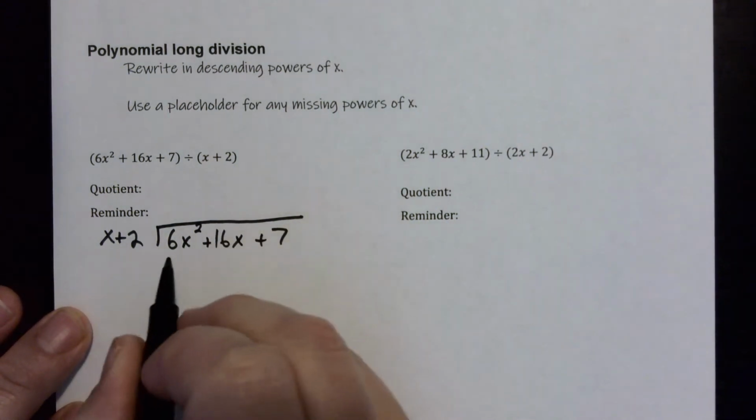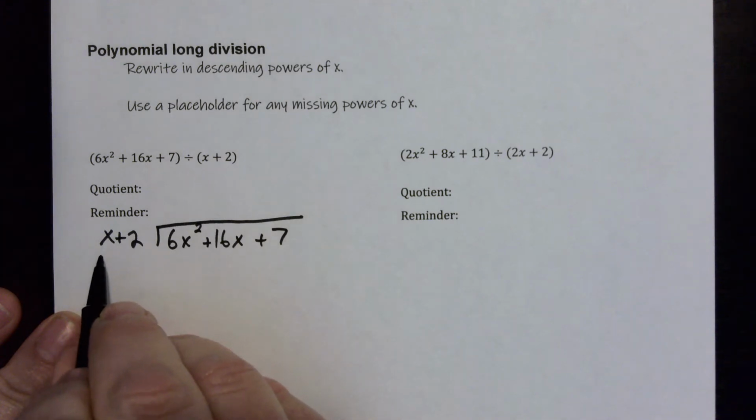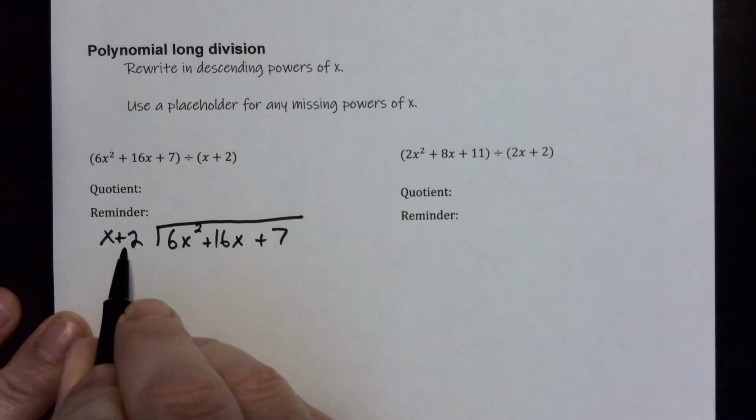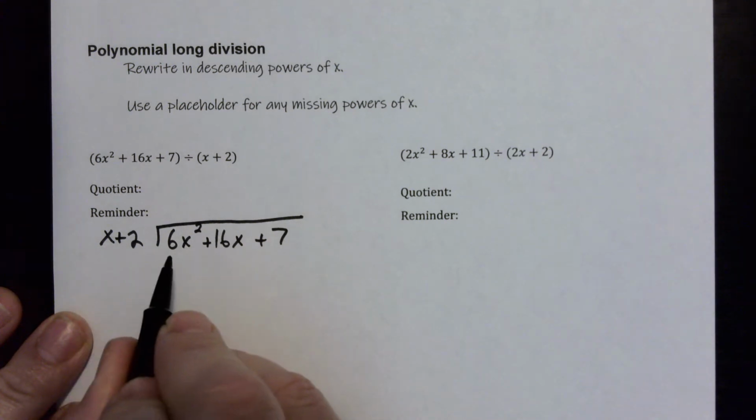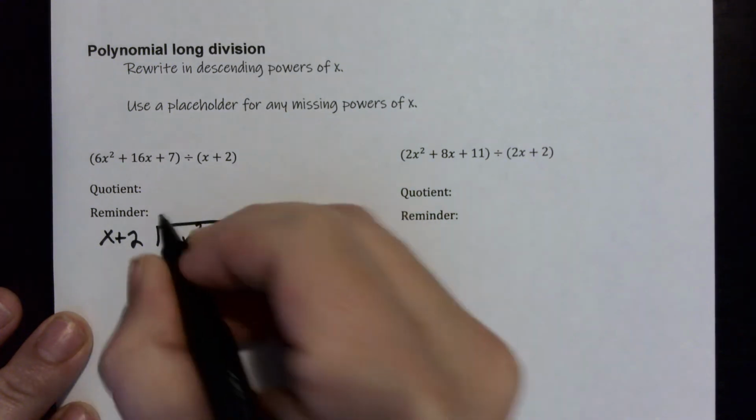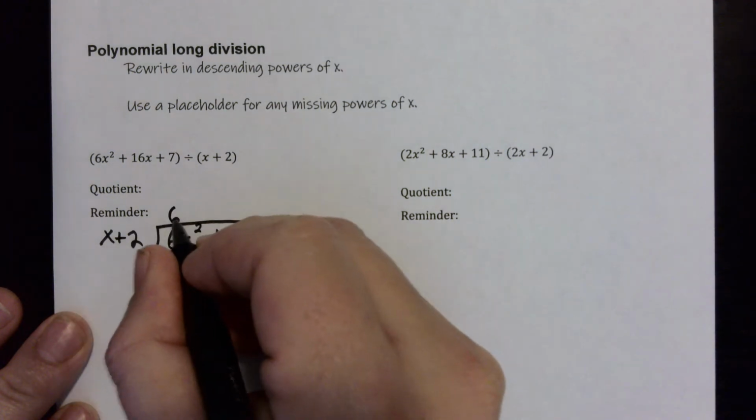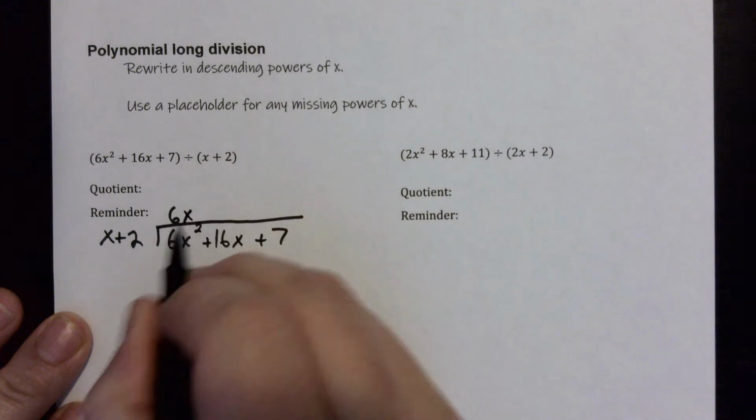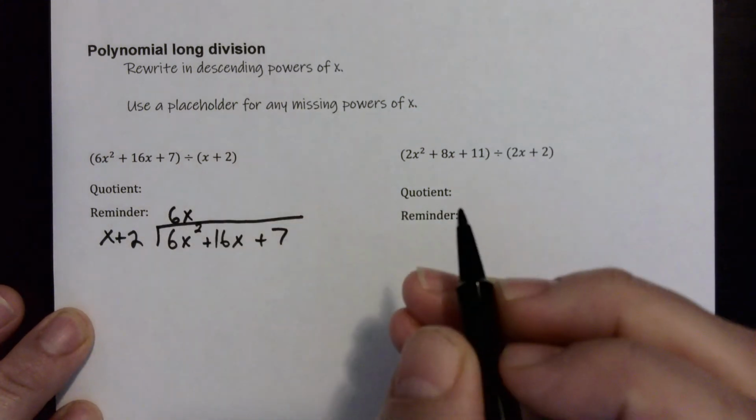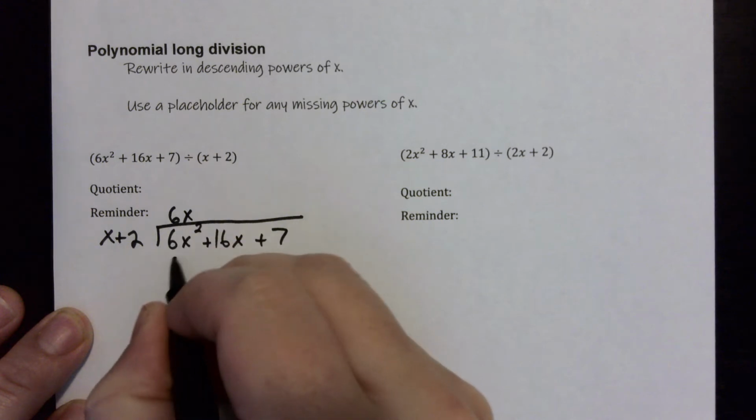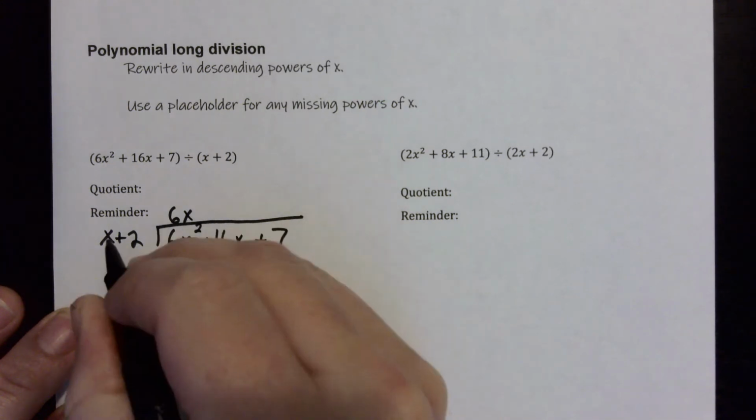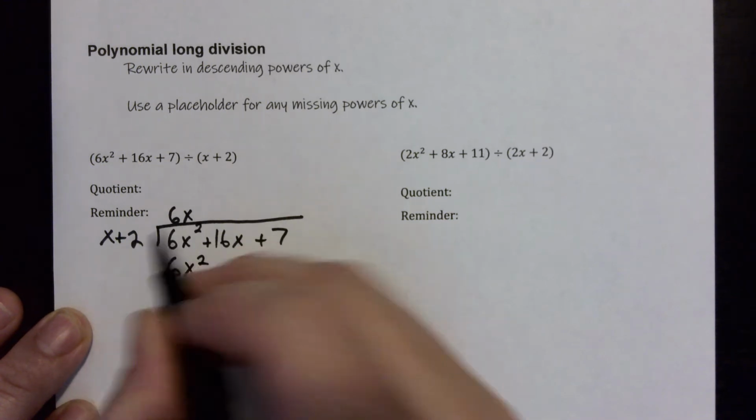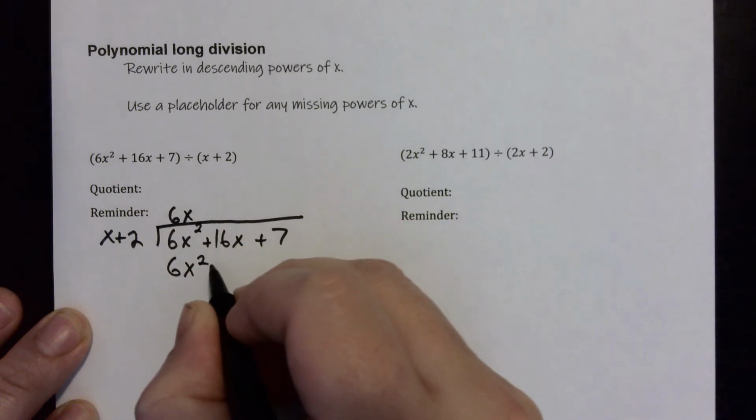So the first question you have to ask, what do I multiply x by so that it turns into 6x squared? Well, it needs the 6 for sure. That 6 times x will give us 6x, but not 6x squared, so we need another x. So 6x times x gives us 6x squared. Okay, so we'll write that down, 6x squared, because 6x times x is 6x squared. And then 6x times 2 is 12x, so we'll also put that down here as well.